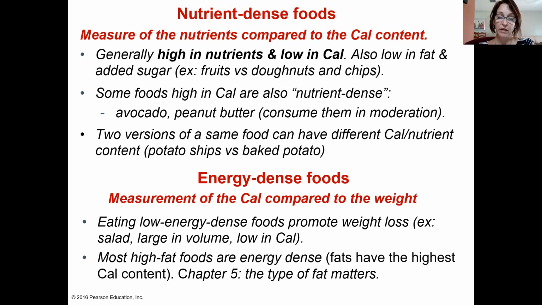And it's also very nutrient dense because you will have a lot of minerals and vitamins. Most high fat foods are energy dense because they contain a lot of fats, and fats, as you know, have the highest calorie content. It means 9 calories per gram in comparison to carbs and proteins that have 4 calories per gram. In chapter 5, we will see that it's not only the amount of calories that matters, it's also the type of fats. Some fats are healthier than others.